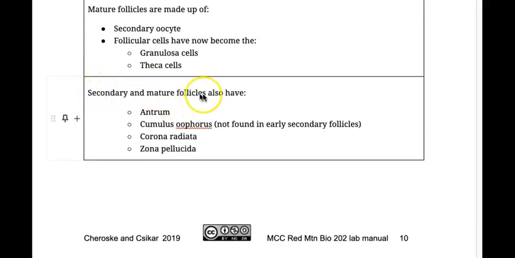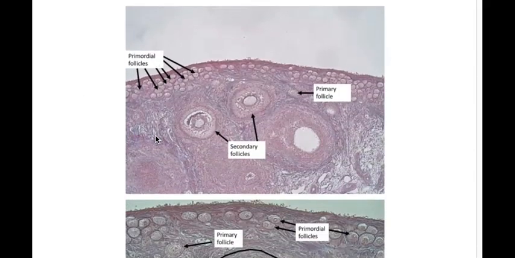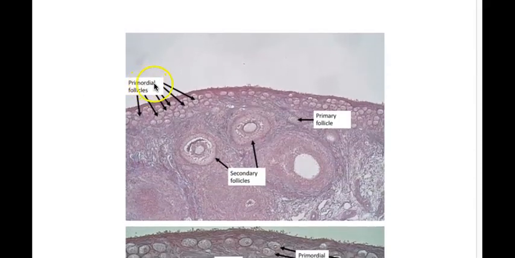And then those mature follicles will also have an antrum, something called the cumulus oophorus, corona radiata, zona pellucida. So let's take a look at those. So here is an image of an ovary. This will be the outside of the ovary, so this is the outer border. And as we move down this image, we get toward the medulla. So this is the cortex.